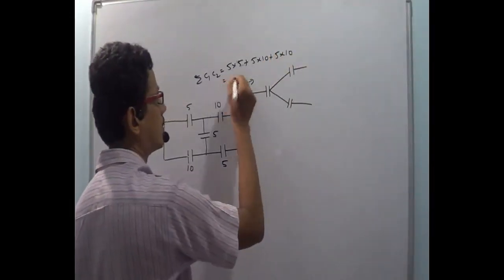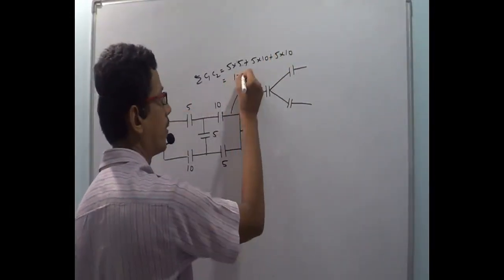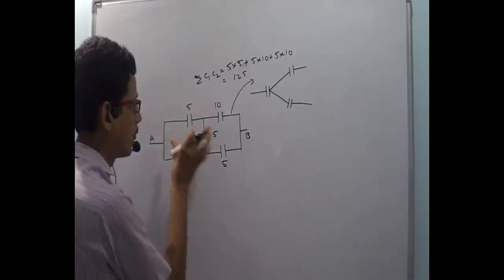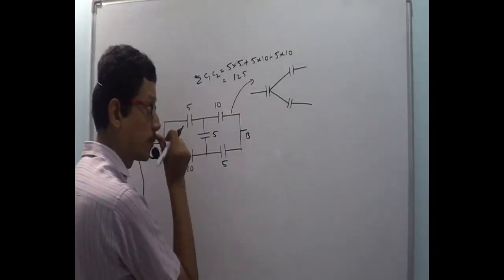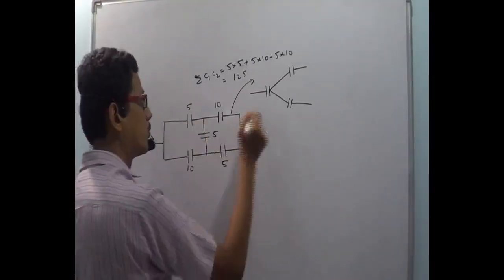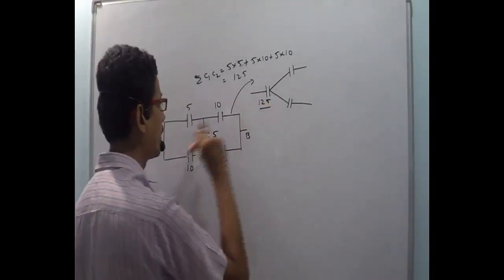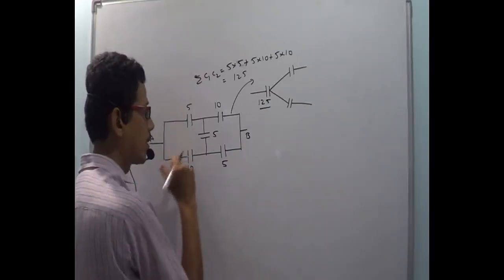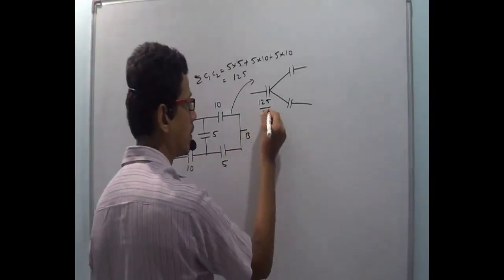What is this? 50 plus 50, 125. I am converting this delta into star. So what is instead of these two? 125 by, what is the opposite of this? What is the opposite of this? 5, right.